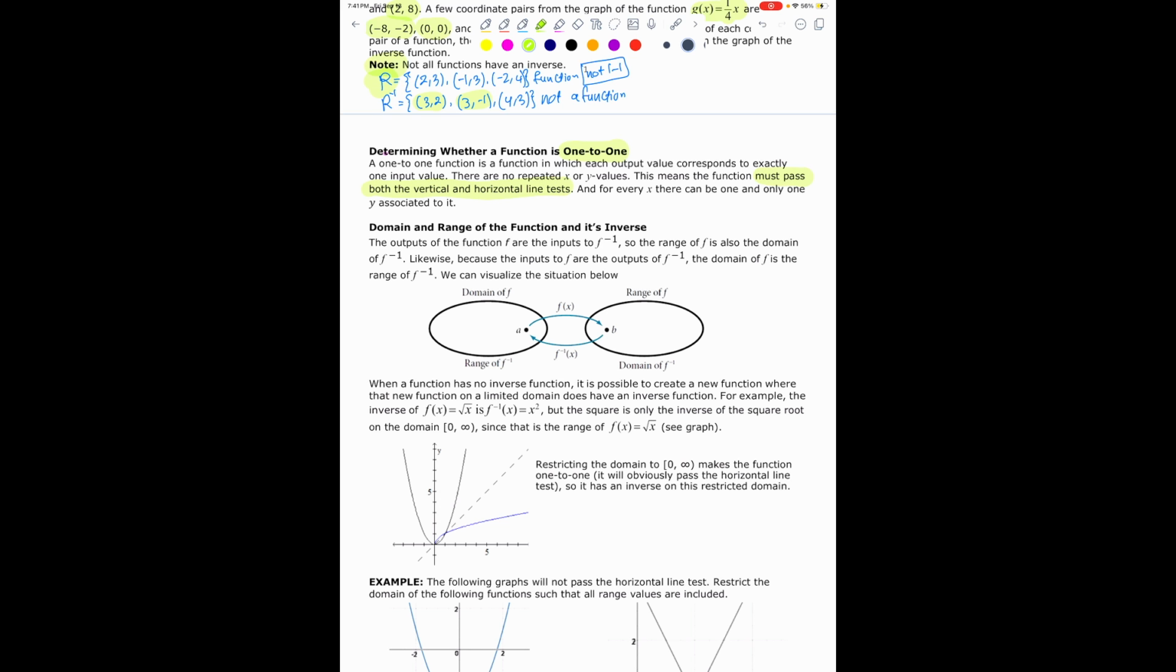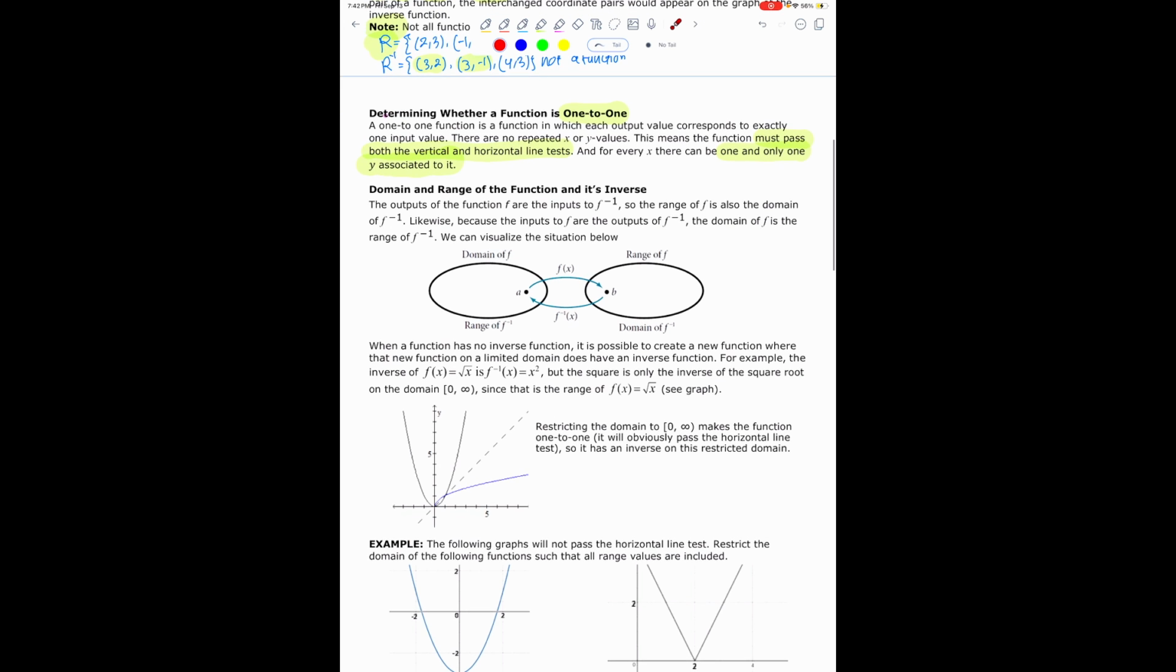And for every x, there can be one and only one y associated with it. So the previous example, this example right here, does not satisfy these conditions, which means it's not a one-to-one function.